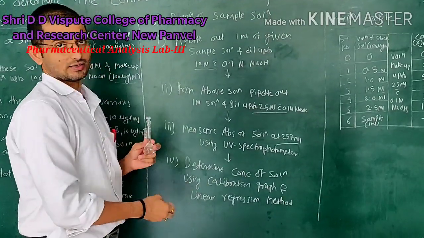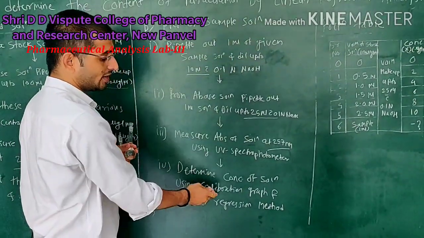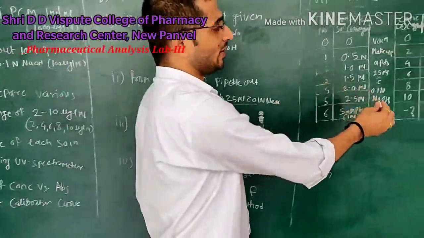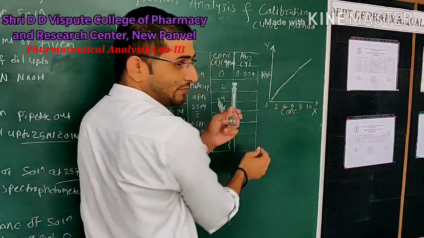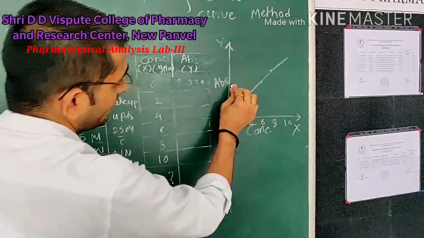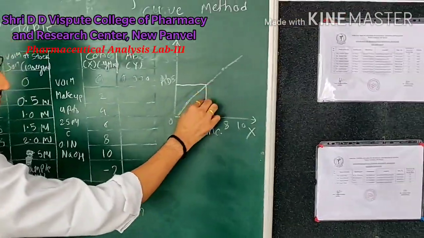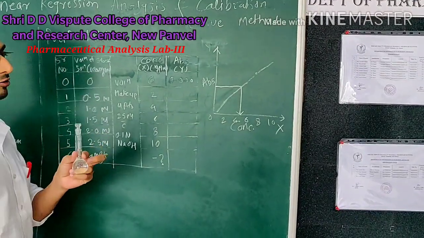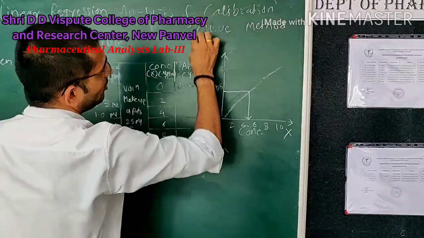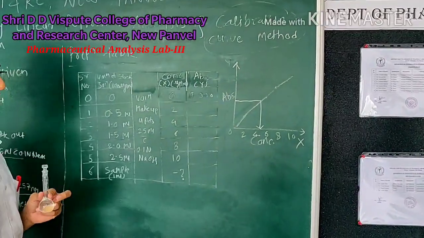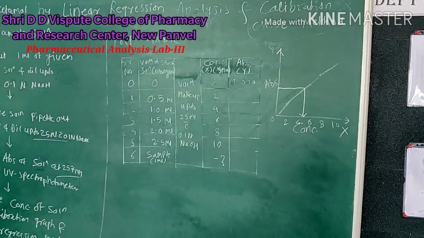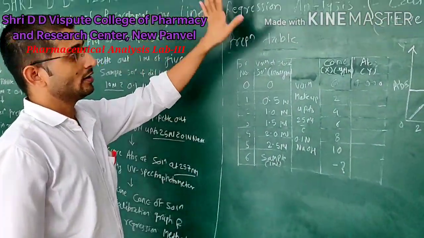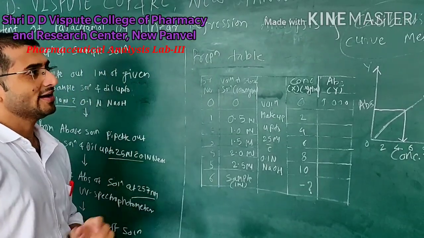Then determine the concentration using the calibration graph and linear regression method, as per our aim. The calibration graph method is already explained. Find out the absorbance of this solution, extrapolate on the x-axis, and you can easily find out the concentration by the calibration curve method. So this is the general procedure for the preparation of solutions for the determination of content by linear regression analysis and calibration curve method.